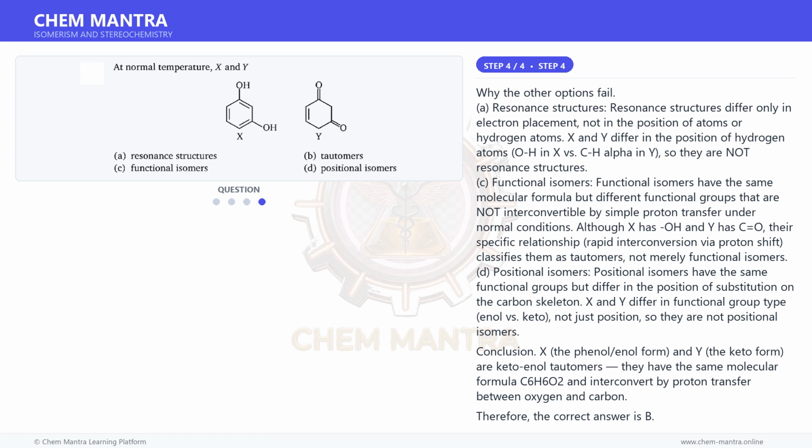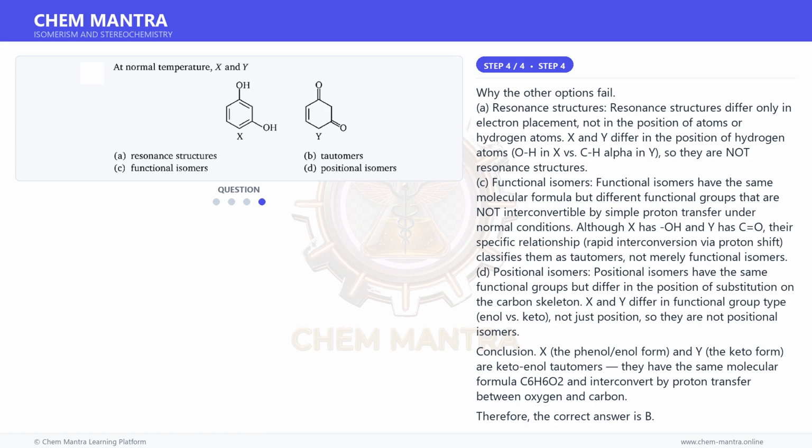C. Functional isomers. Functional isomers have the same molecular formula but different functional groups that are not interconvertible by simple proton transfer under normal conditions. Although X has OH and Y has C=O, their specific relationship, rapid interconversion via proton shift, classifies them as tautomers, not merely functional isomers.